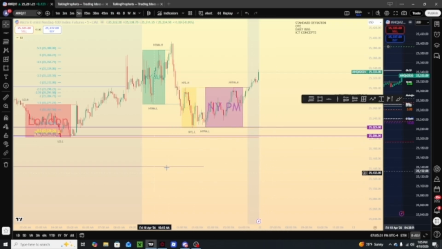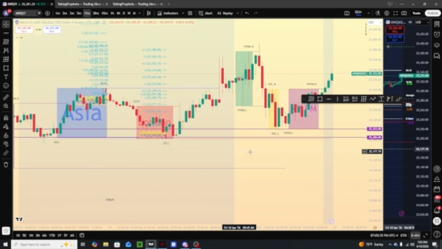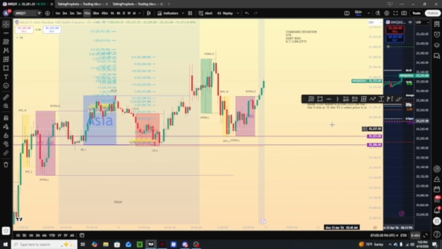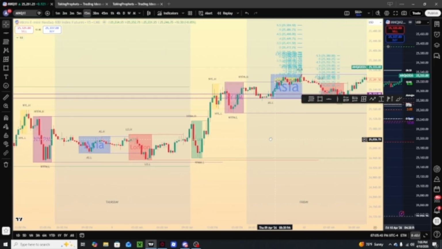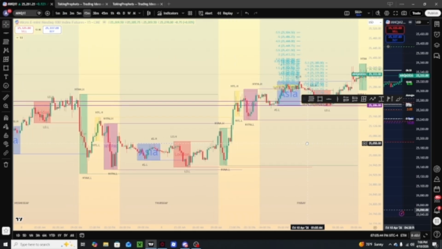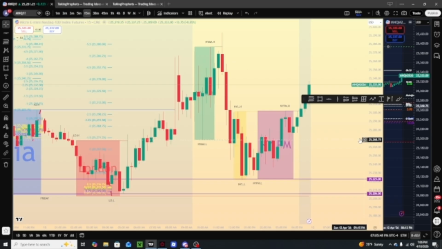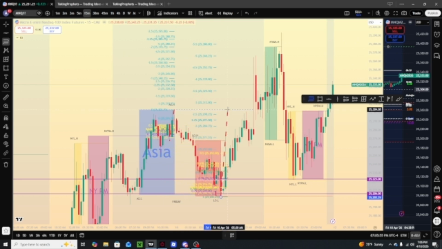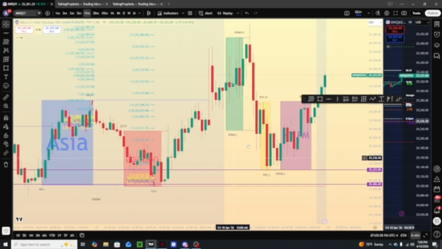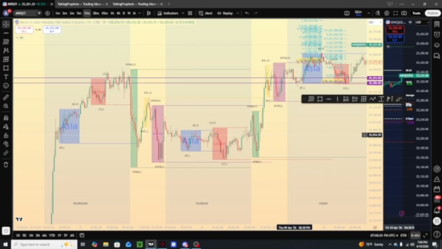So, how do you draw OTEs? Go on the 15 minute, okay? And you want to mark it from the high to low. So, what that means, usually I'll mark it from London. However, sometimes I like to mark it from sessions.